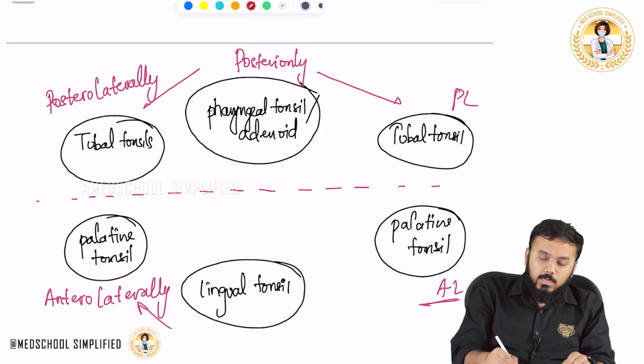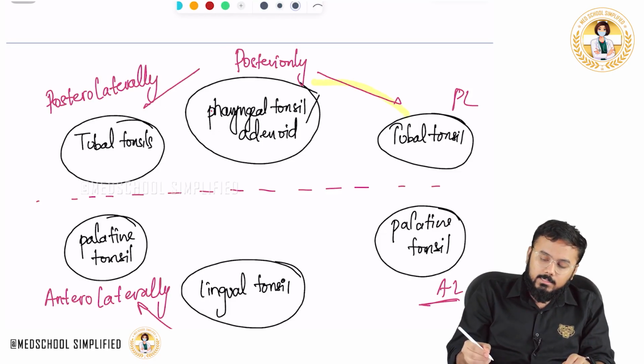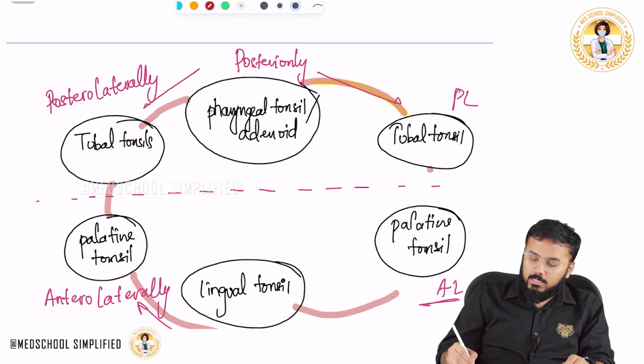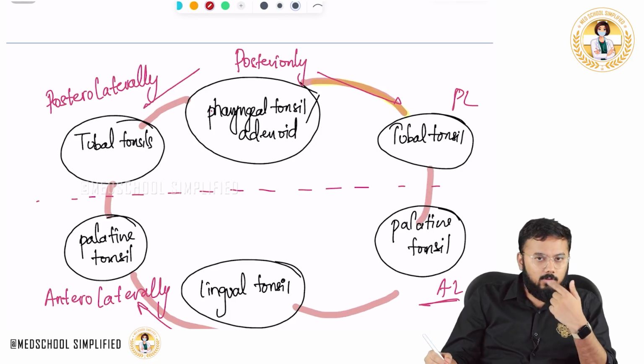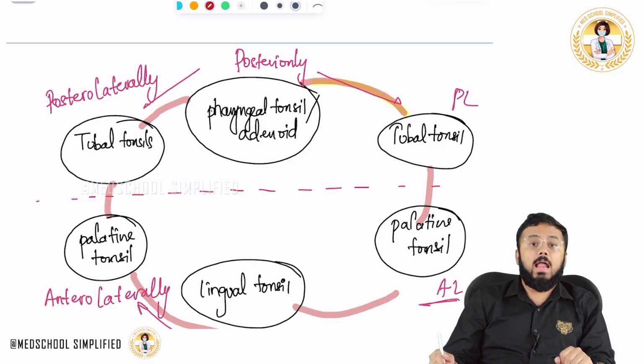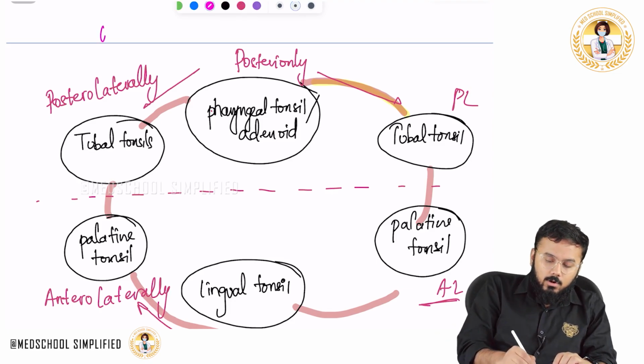Now if you very closely observe over here, you actually can look at a ring like this, right? You see this ring? So this ring, whatever you can see on the oropharynx, is called as Waldeyer's ring.